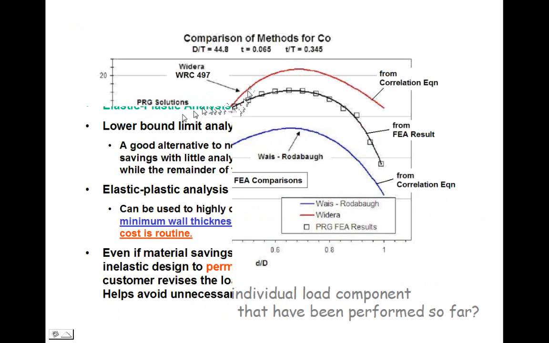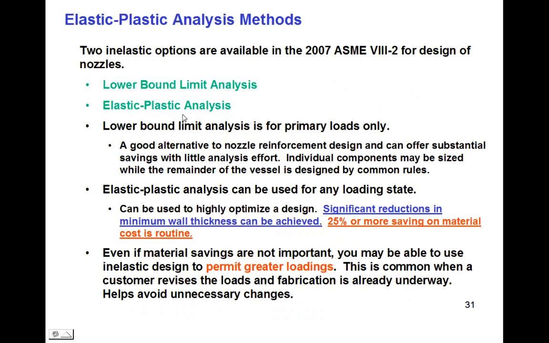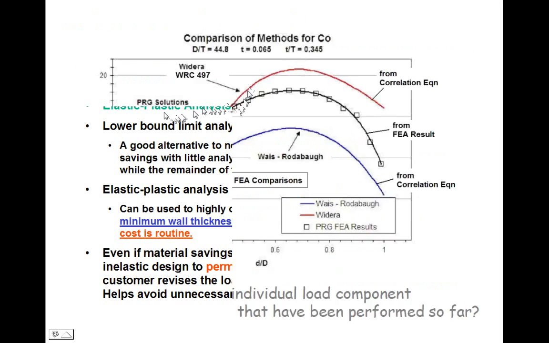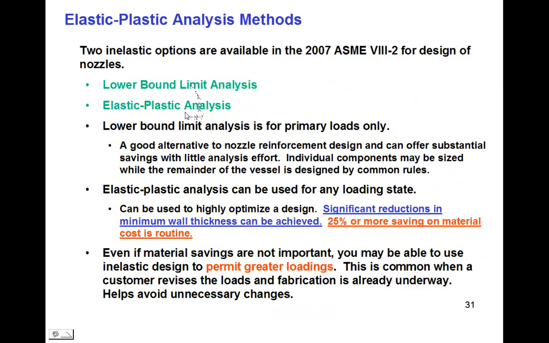Now I would like to shift and talk about elastic-plastic analysis methods. There are typically 2 types of inelastic options available in the 2007 Division 2. One is the lower bound limit analysis, which is relatively easy to run. The other is the elastic-plastic analysis. The lower bound limit analysis is stated to be only for primary loads, although you'll have to go back and ask yourself if the extensive thermally expanding piping system provides a primary load. The elastic-plastic analysis can be used for any loading state.